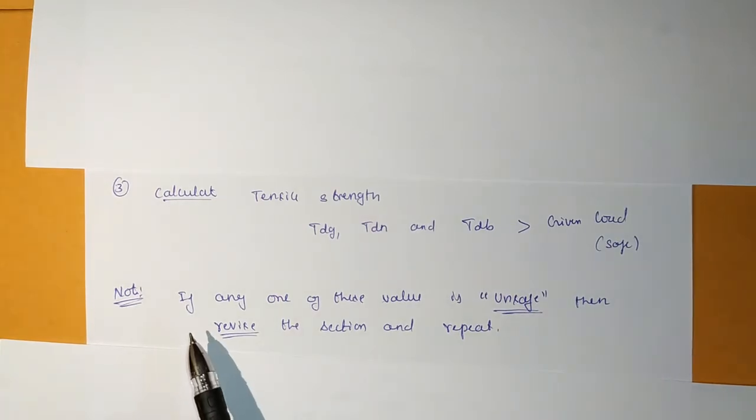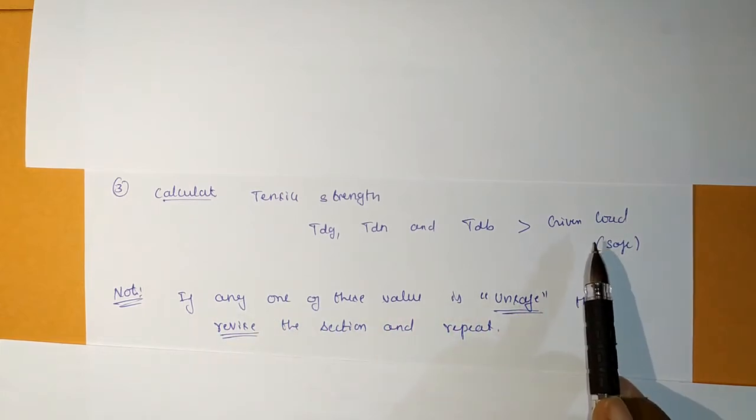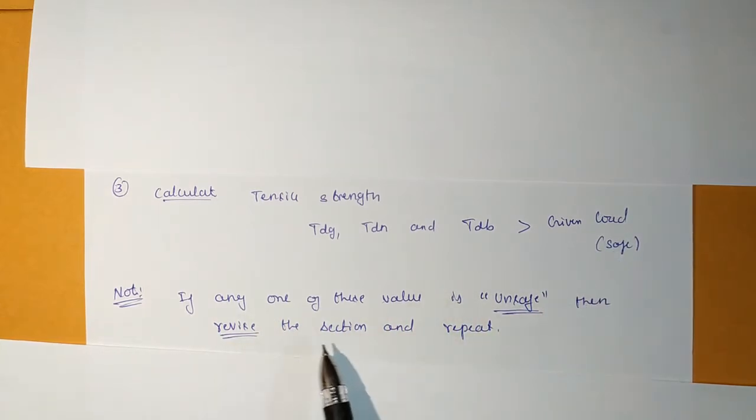Suppose any one of these values is unsafe or lesser than the given load, then we are going to revise the cross section and we are going to repeat the above procedure.